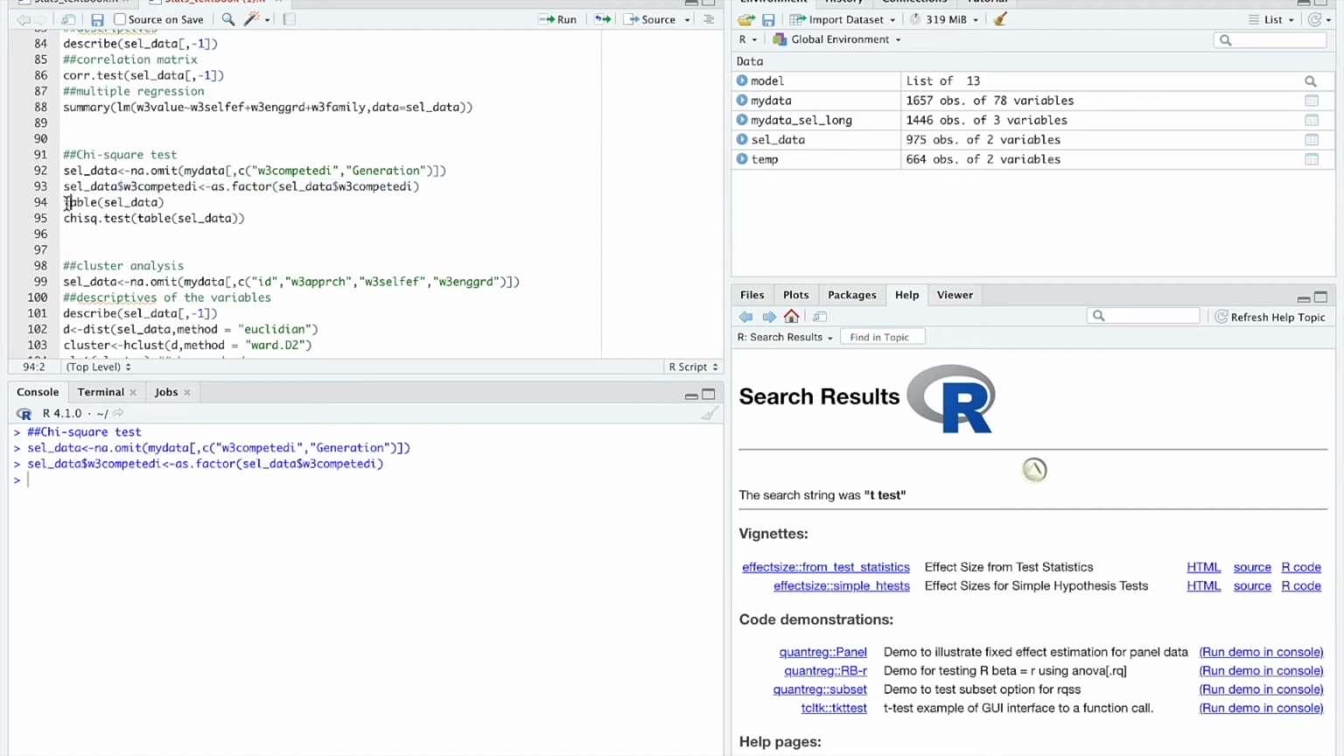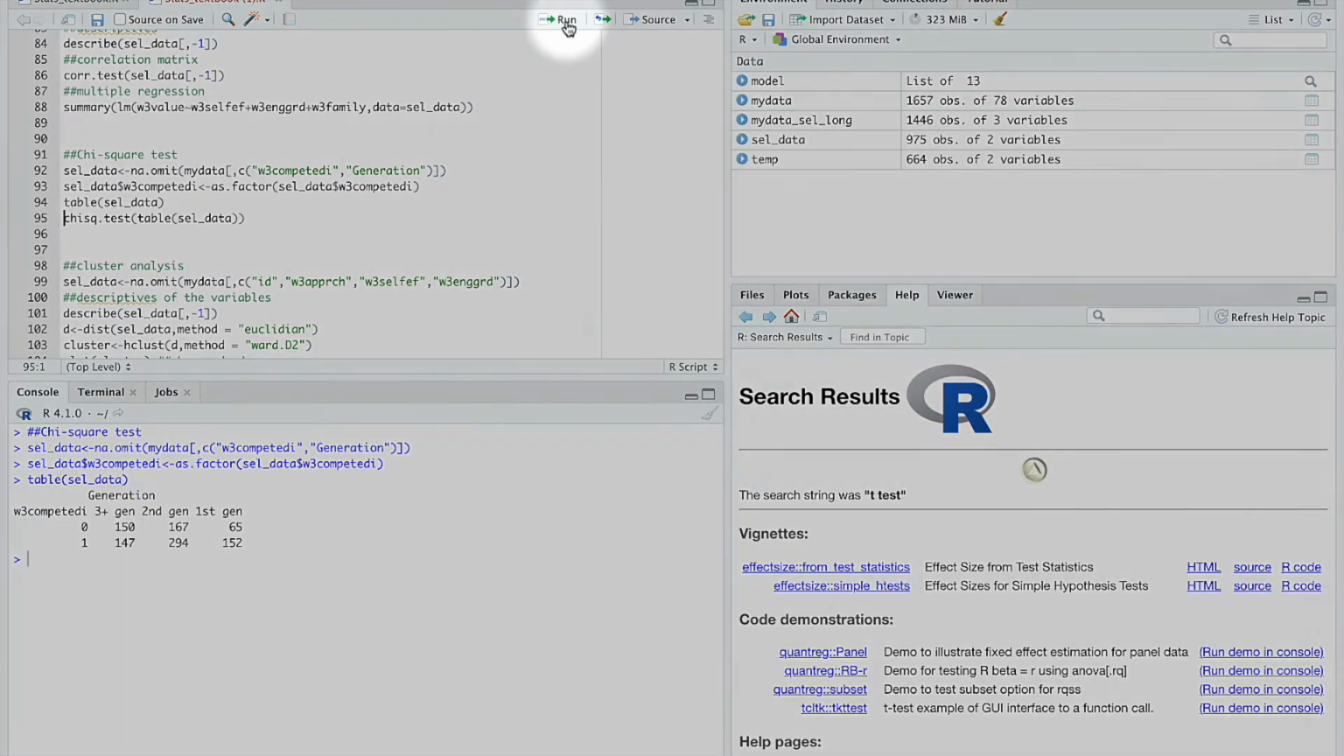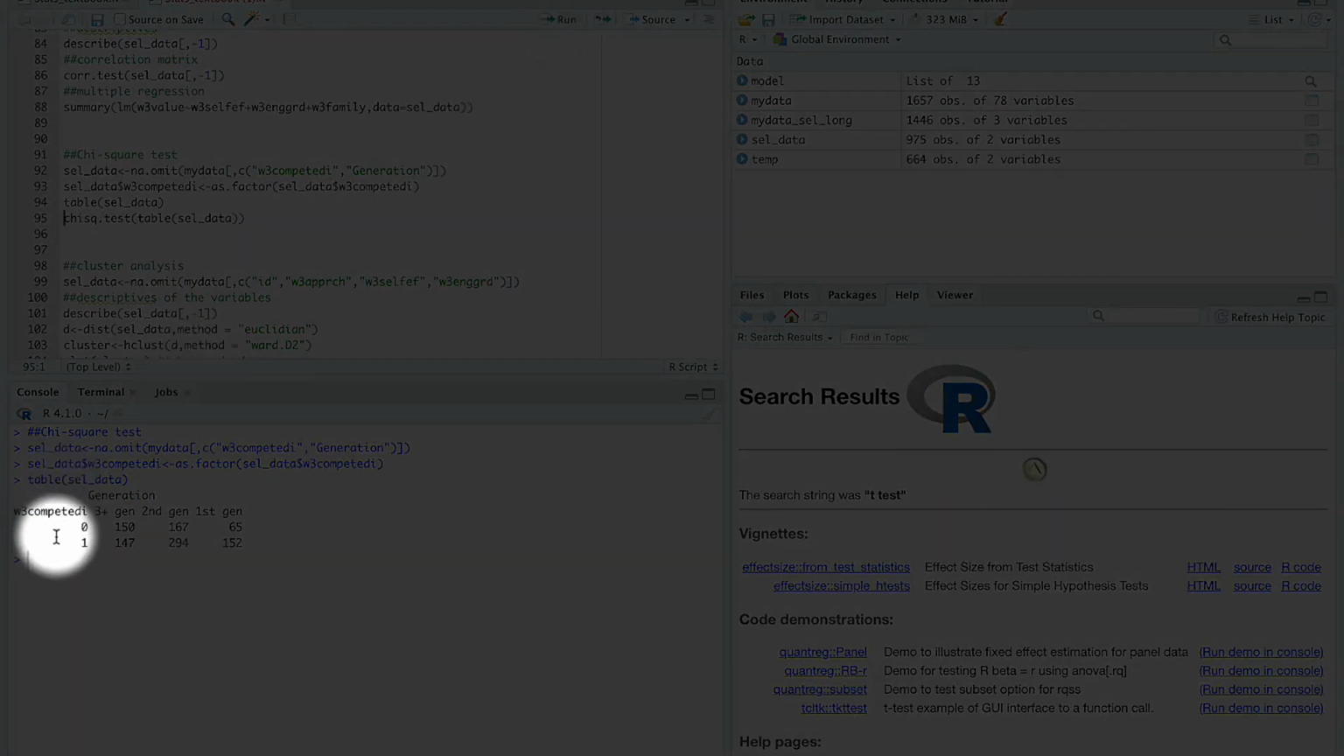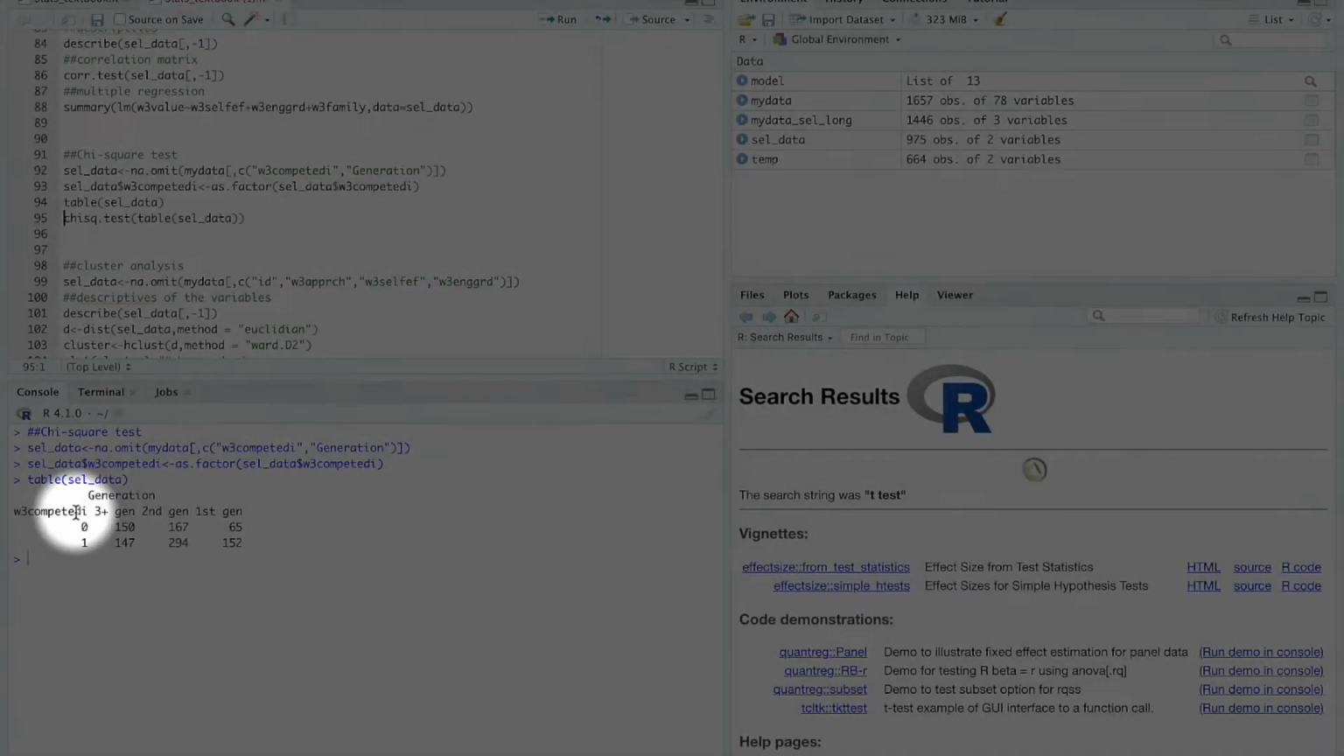Okay, next here, we are telling R that we want to create a table, a chi-square table, and then this next line down here is to run a chi-square test on that table of selected data. So first we'll run this table line, and what we get down here in the bottom left square is the chi-square table.